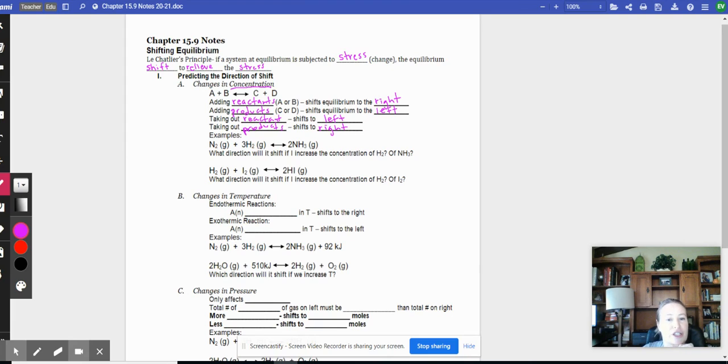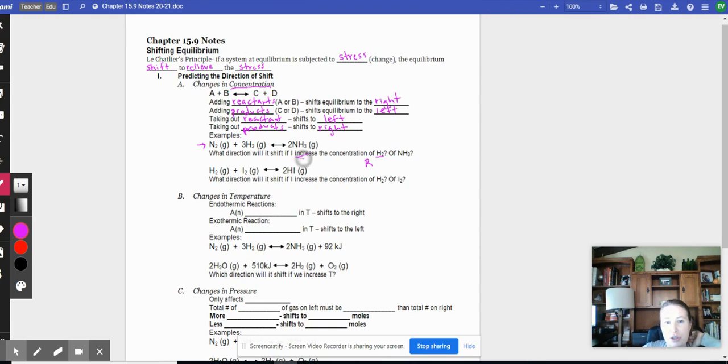What direction will it shift if I increase H2? If we add hydrogen to this reaction, it's going to push it the opposite way. It's going to push it to the right. Okay, so we can say it shifts right for the first part. A better question would be, like I said, what happens to the concentration of ammonia if you add hydrogen? It will increase the concentration of NH3 because it's shifting to the right, meaning more product will be produced, so NH3 concentration goes up. Okay, hopefully you followed that logic.